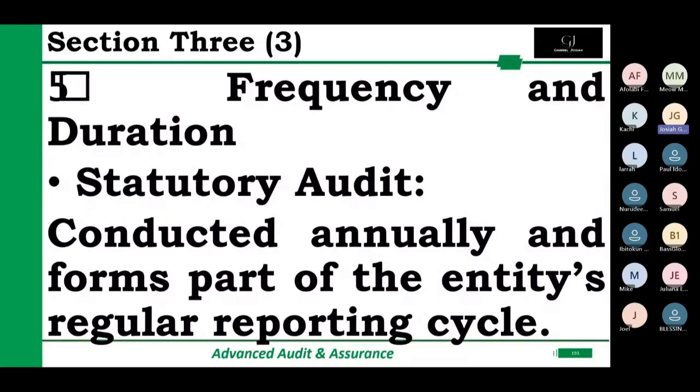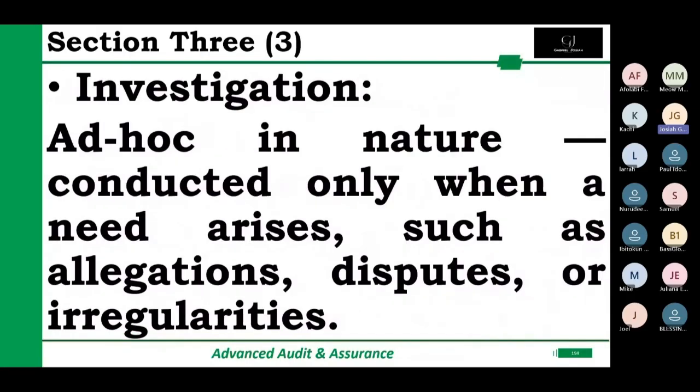We also have another difference in frequency and duration. Statutory audits are conducted annually and form part of an entity's regular reporting, verification, and review cycle. But an investigation could be ad hoc. It doesn't have statutory provisions. It will come up as the need arises, such as allegations, disputes, irregularities, and checks based on whistleblowing, a lot of things.